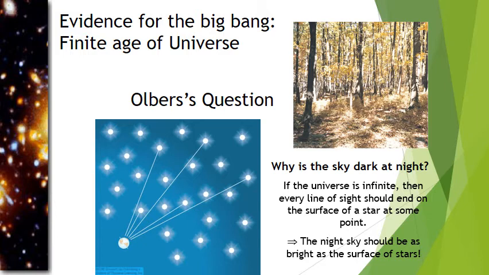If the universe is infinite, then every line of sight should eventually end on the surface of a star at some point, which means that we would be receiving light from those distant stars in absolutely every direction, and therefore we should have a nighttime sky that would be as bright as daytime sky. So that's the problem. That's the question, and we're going to move on to the answer on the next slide.